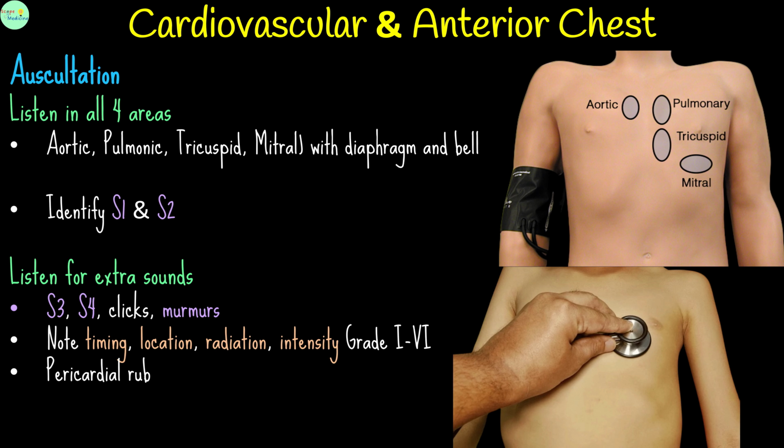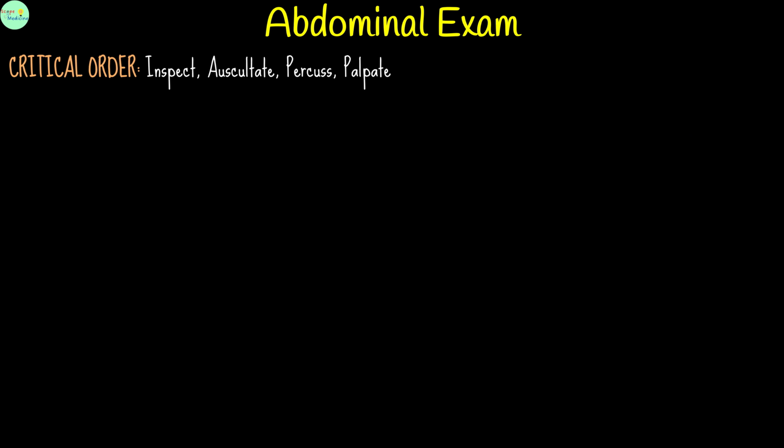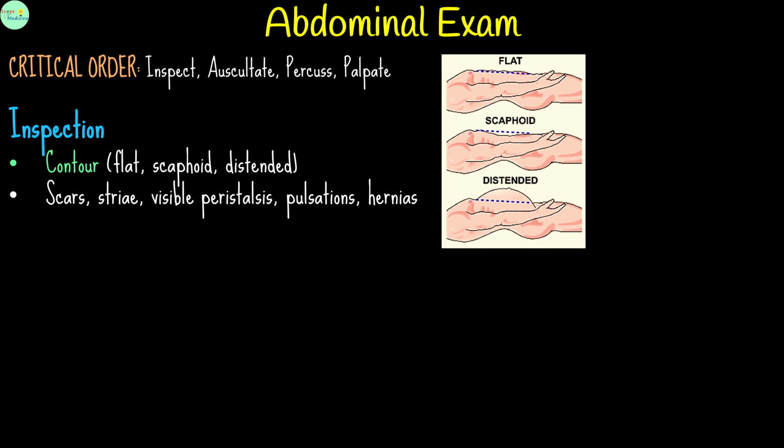The abdominal exam requires a specific, non-negotiable order to avoid altering findings. First inspect, then auscultate, then percuss, then palpate. Begin with inspection of the abdomen's contour. Is it flat, sunken, or swollen? Look for scars, stretch marks, visible gut movements, pulsations, or bulges that could be hernias.